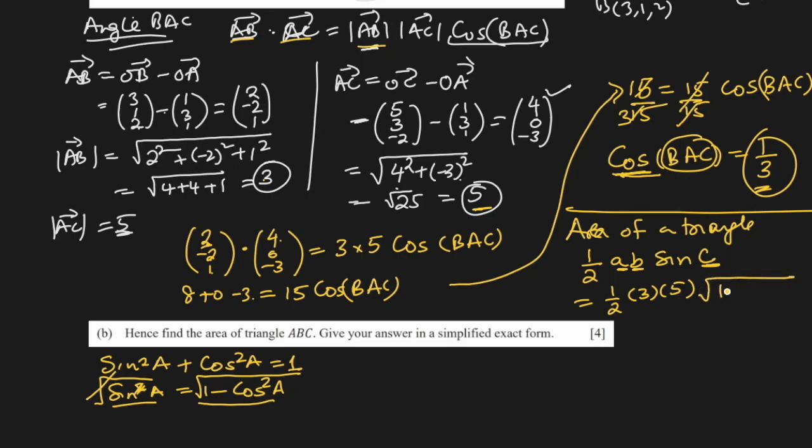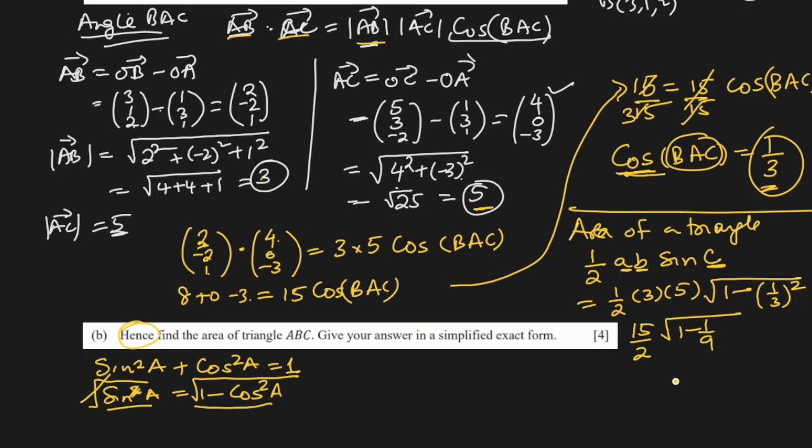That's what I'm going to do here. Square root of 1 minus cos square, and cos is this 1 over 3, so 1 over 3 squared. Because of this word "hence", I used cos. And now what we can do is, it becomes 15 over 2 and multiply square root of 1 minus 1 over 9, which is 15 over 2 and square root 8 over 9.